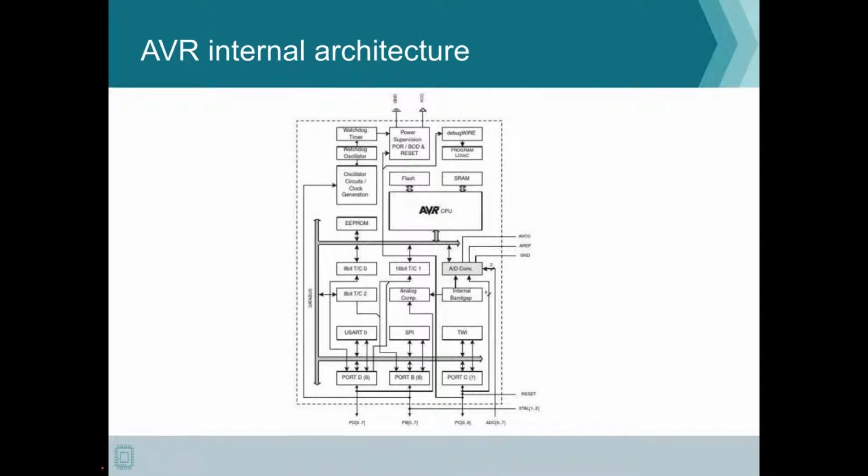So here is the internal architecture for the AVR. As you can see, we have our AVR CPU, which contains the ALU inside it, and a set of register files, etc. It also shows that we have three memories. One is your EEPROM. The second one is your flash memory, also called the program memory, and the third one is your SRAM.